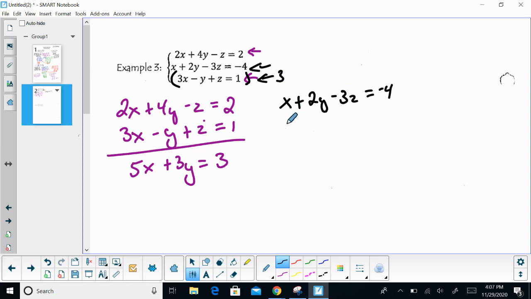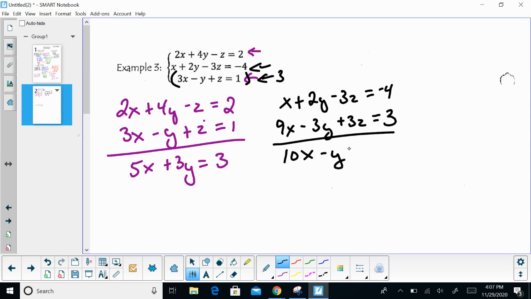Now I'm going to multiply the bottom equation by 3. That would be 9x minus 3y plus 3z equals 3. And do my elimination: 10x minus y equals -1.